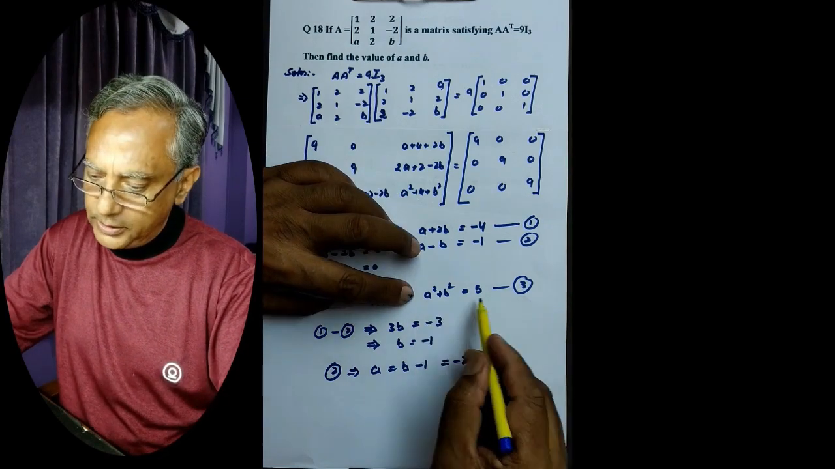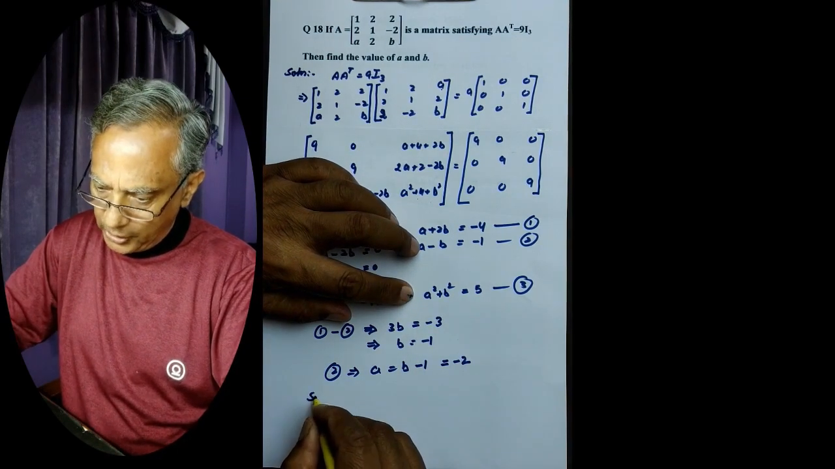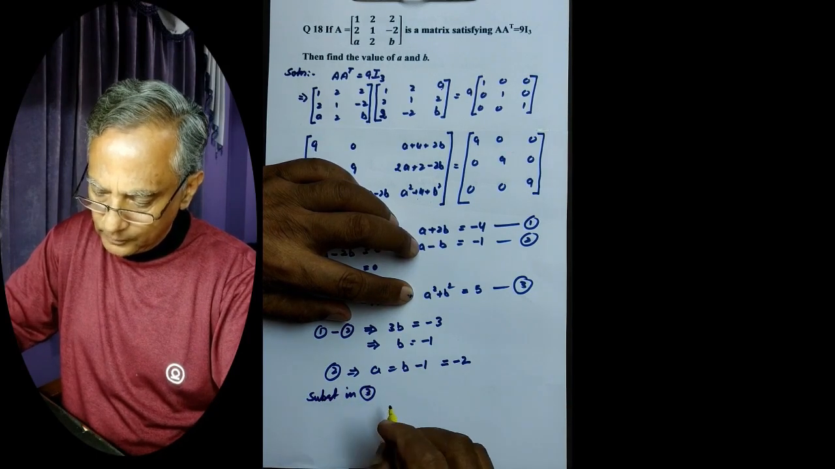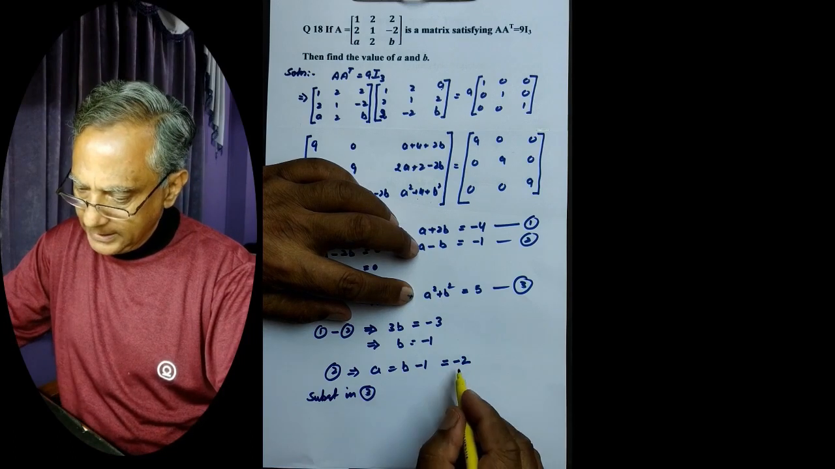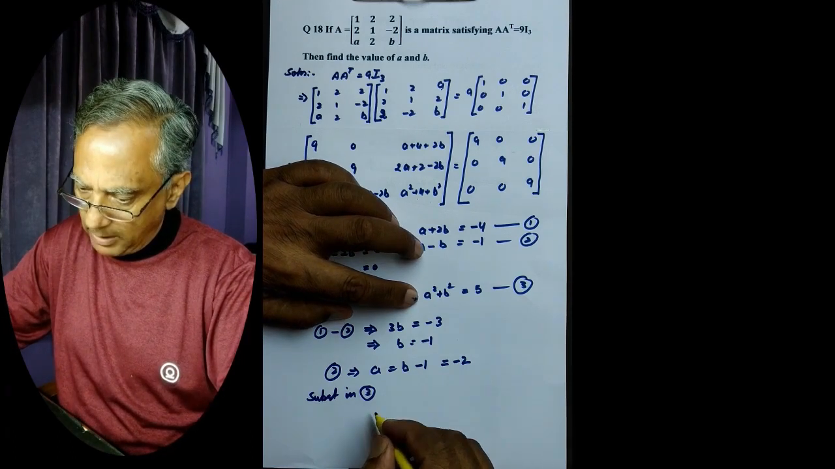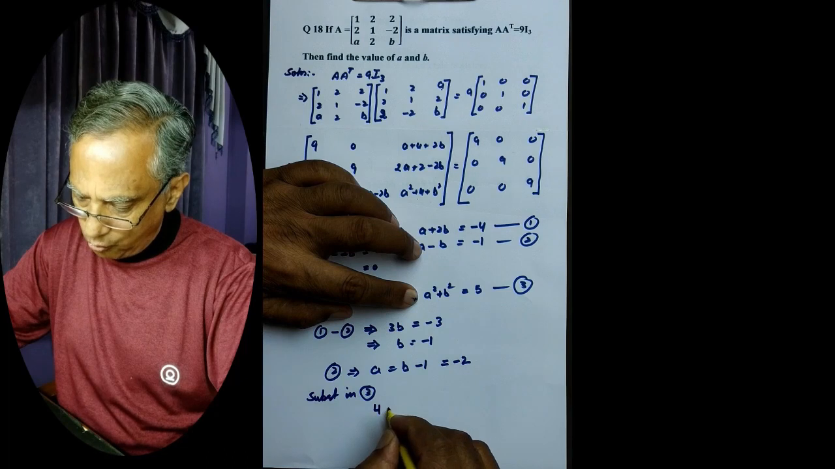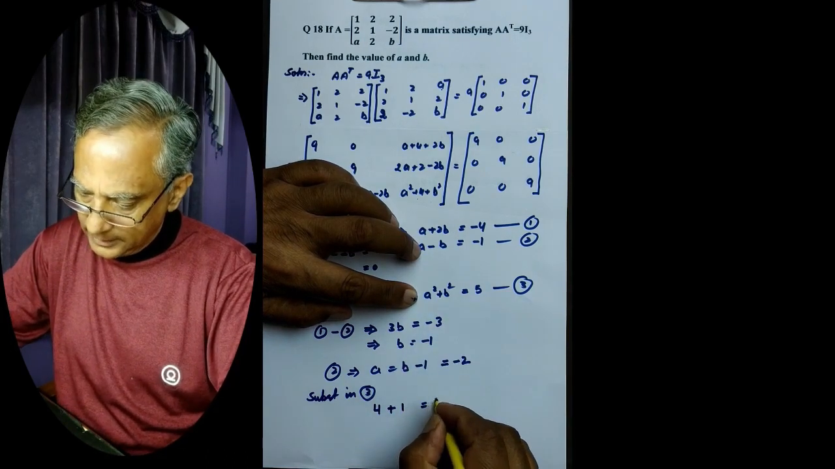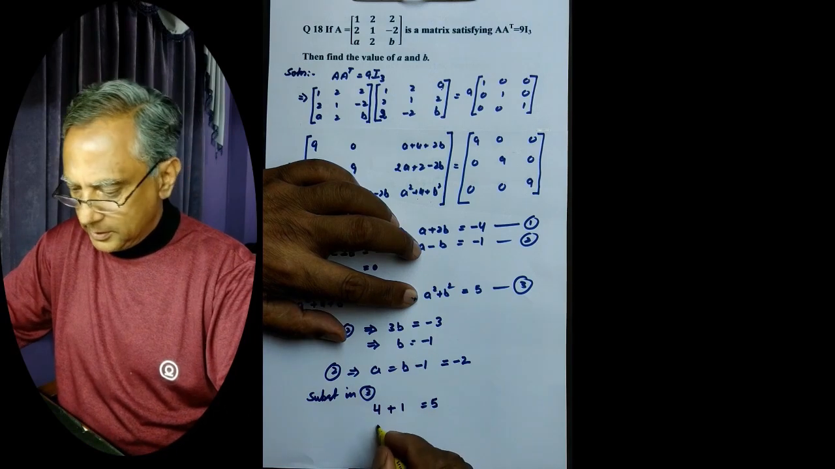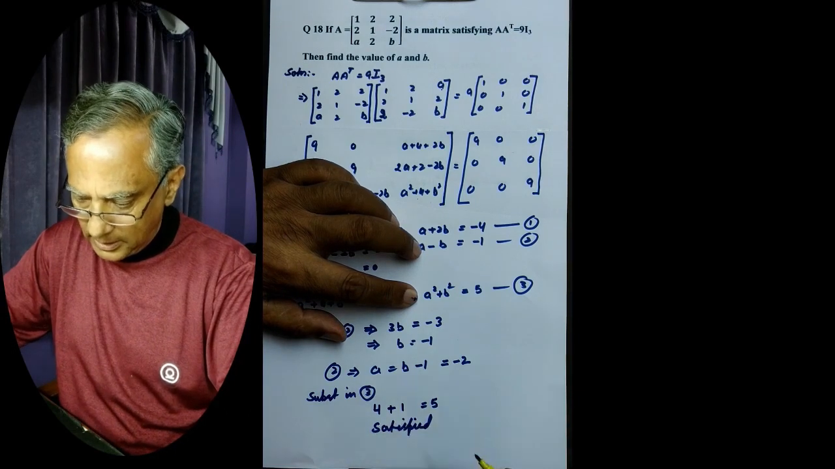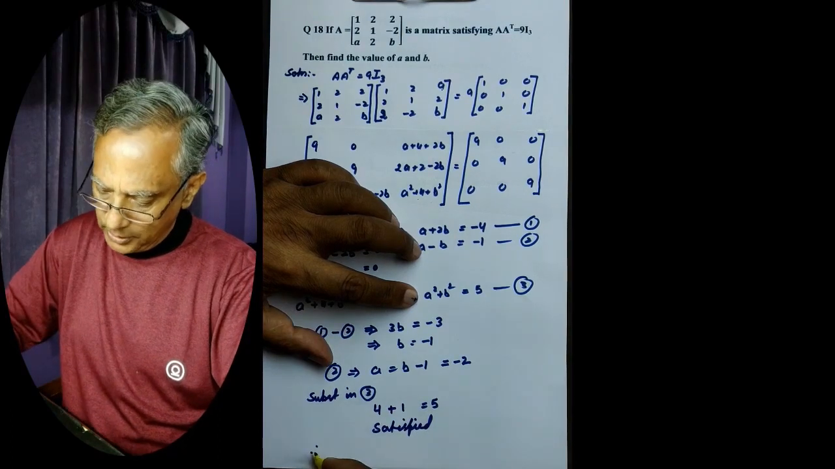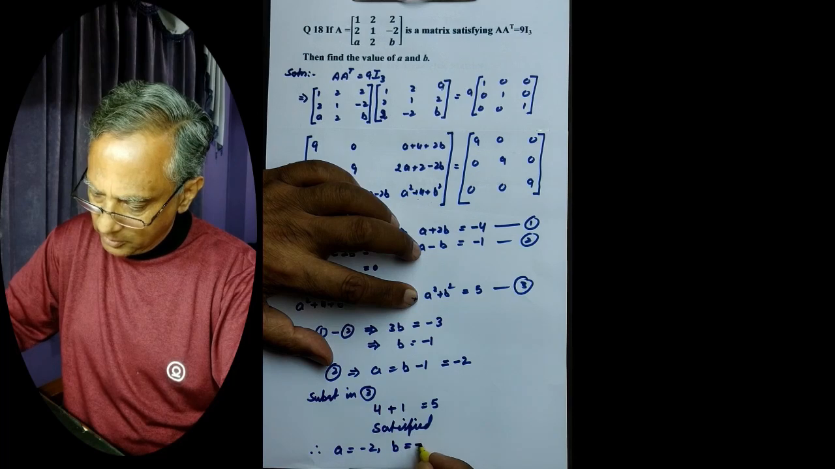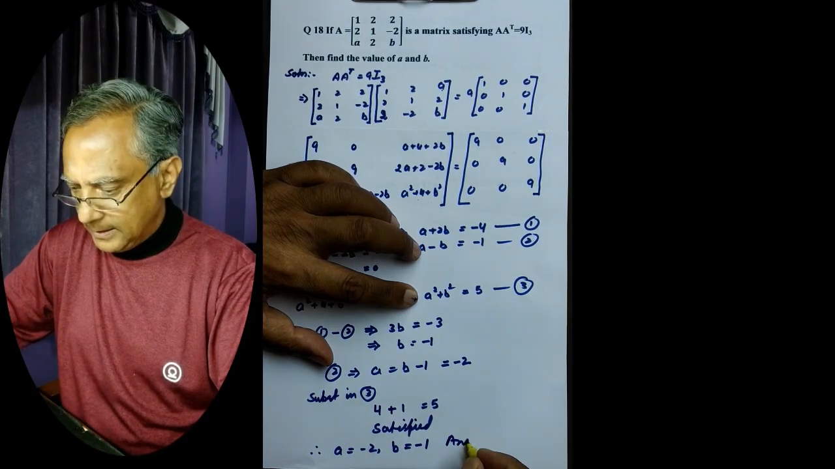Now substitute these two values in 3. So minus 2 square is 4 plus minus 1 square is 1. This is equal to 5. Satisfied. Therefore, this is the solution. Therefore, A is equal to minus 2 and B is equal to minus 1.